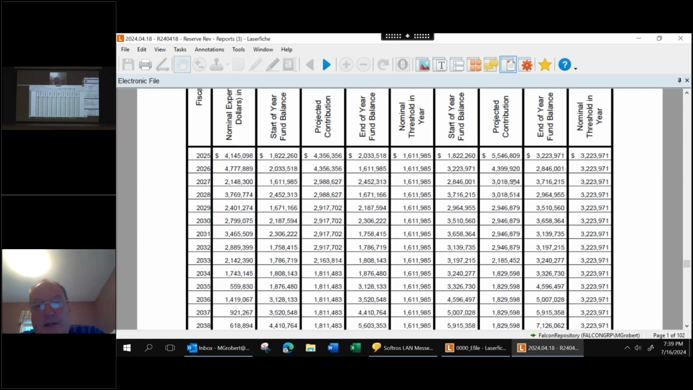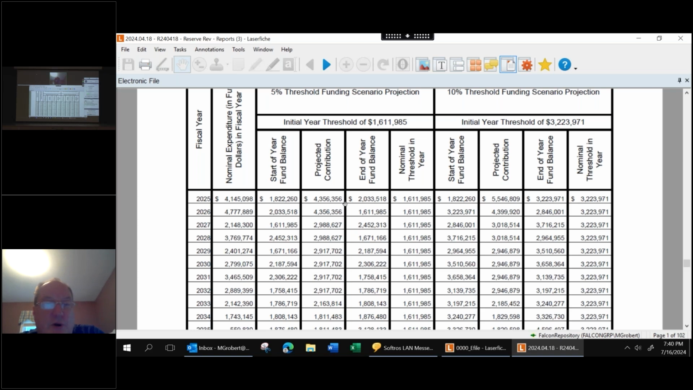And then in 10%, it starts out at 5.5, drops down to 4.3, then down to 3 million, and it may maintain that 10% threshold throughout the period of 30 years. Again, very few communities do 10% threshold funding. The vast majority do 5. So that, in essence, is your reserve study. And I guess at this point, Michael, you want to open it up to questions, or do I need to go over anything else?